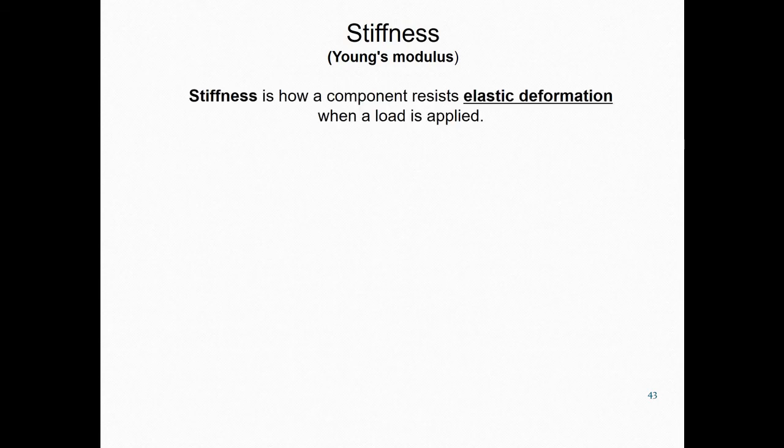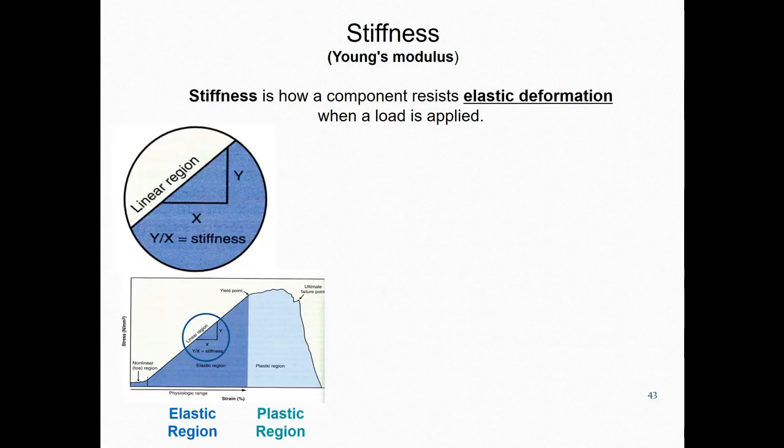Stiffness is how a component resists elastic deformation when a load is applied. Elastic deformation is underlined in our definition because stiffness is a property of a material in its elastic region. So here we see our stress strain curve from the previous slide. In the dark blue area, we have its elastic region. We calculate stiffness in this region.